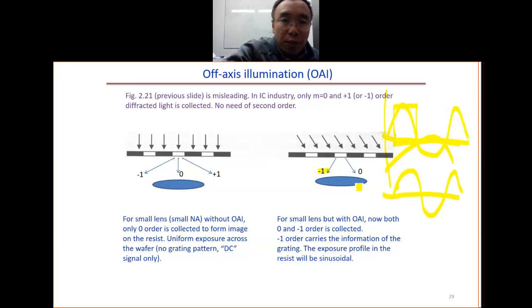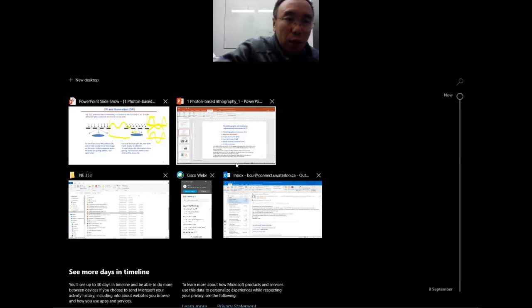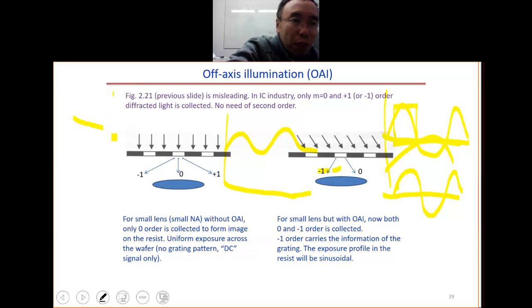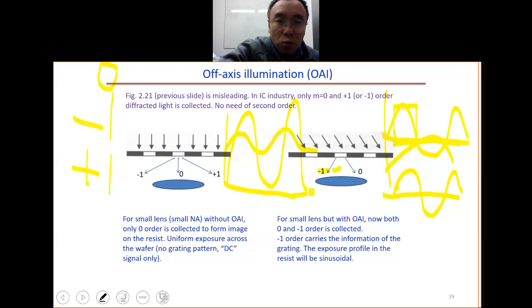The contrast is something like this. This is the light profile, because we have only minus one. When we have both minus one and plus one order, together with zero order, the light profile will be something like this. That means it goes to zero at this point. But when we have only minus one, we get half, something like this. But still, this is good enough to resolve the line array pattern.